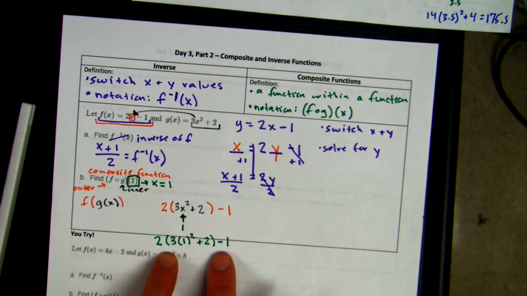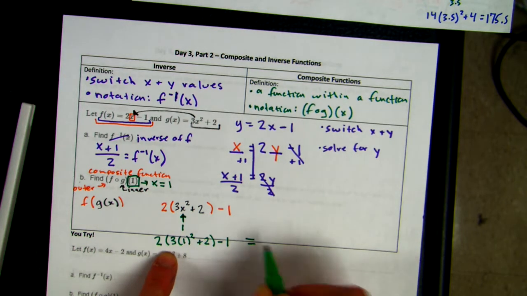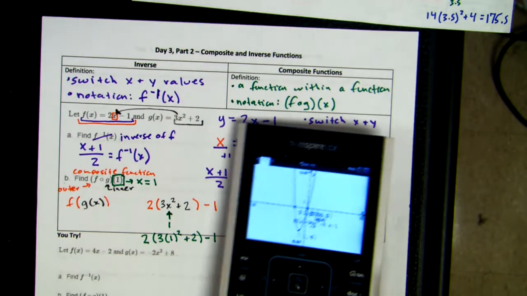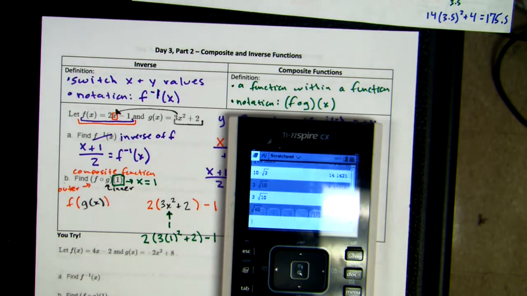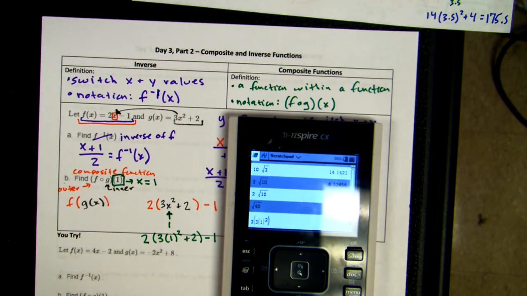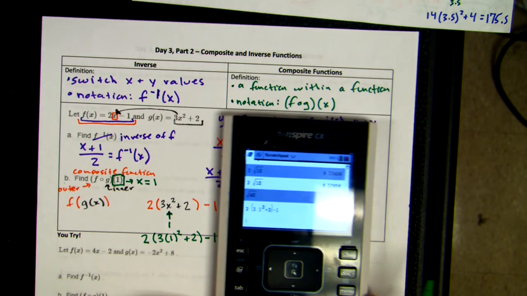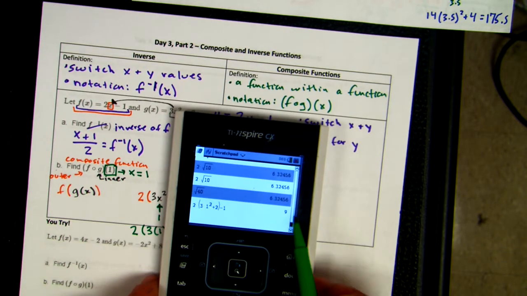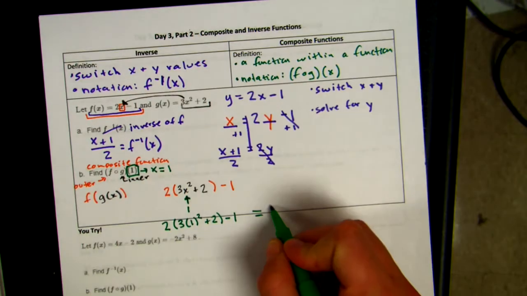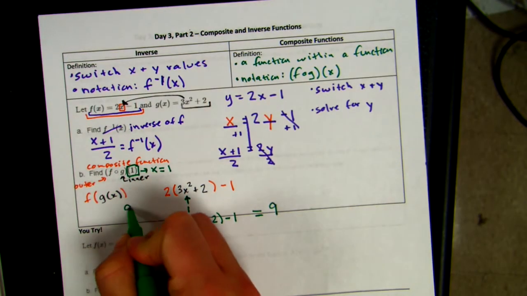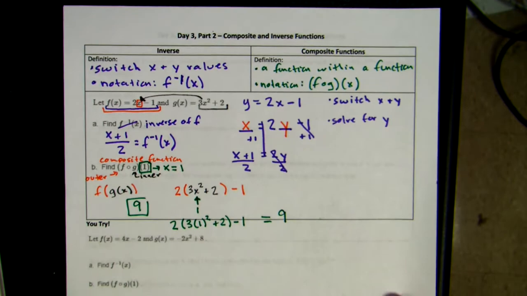And lucky for me, I can pop that entire thing into my calculator exactly as I see it to get my final answer. So if I go to calculate, it's 2 parentheses 3 parentheses 1 squared plus 2 minus 1. When I pop that into my calculator, there's a bit of a glare there, but I get 9. So this whole thing is equal to 9, so my final answer here is 9.